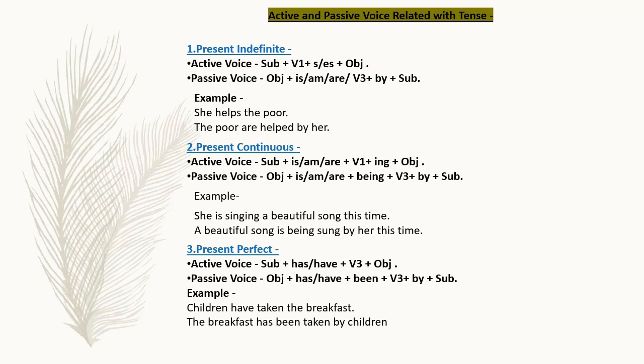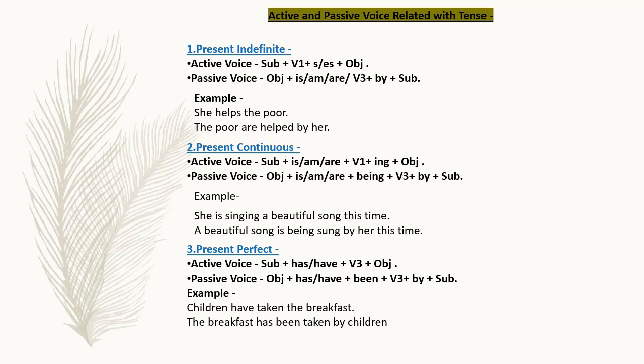As you can see in the first form, active voice, subject plus V1 plus S/ES plus object, that is V5/V1 plus object. So this consists of present indefinite, that is simple present tense. Now what would be the passive voice? As I told you, the subject would become the object and object would become the subject. So vice versa. And then next you are going to use the helping verb as per the singular and plural person, plural pronouns or nouns. Fine.